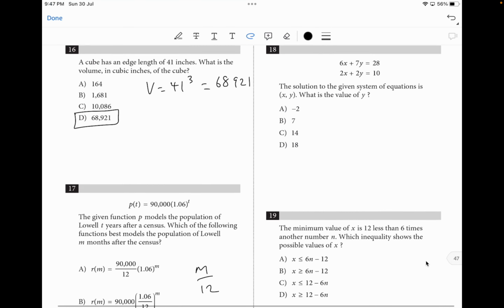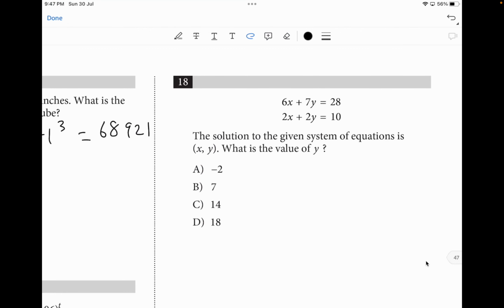Question number 18, you can see that there are two equations. The solution to the given system of equations is x comma y. What is the value of y? The best thing here is just to plug these values into your calculator. There's a faster way, so I'm just going to plug the values into the calculator. Otherwise, I can show you a method with the elimination method, where you try to make the equations match each other, but in this case I'm just going to be using a calculator.